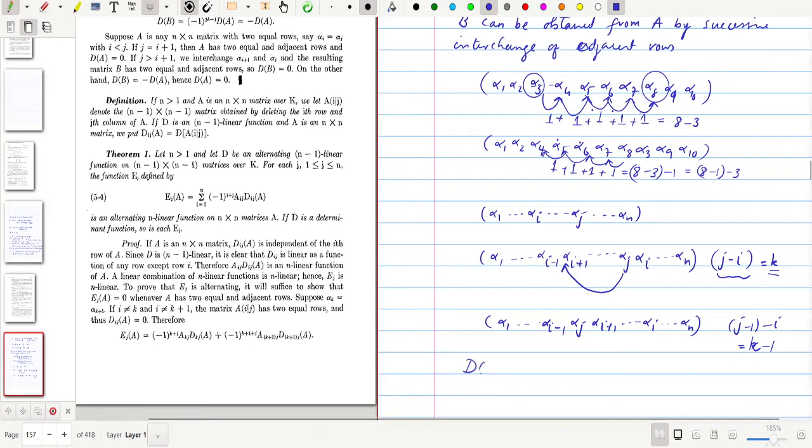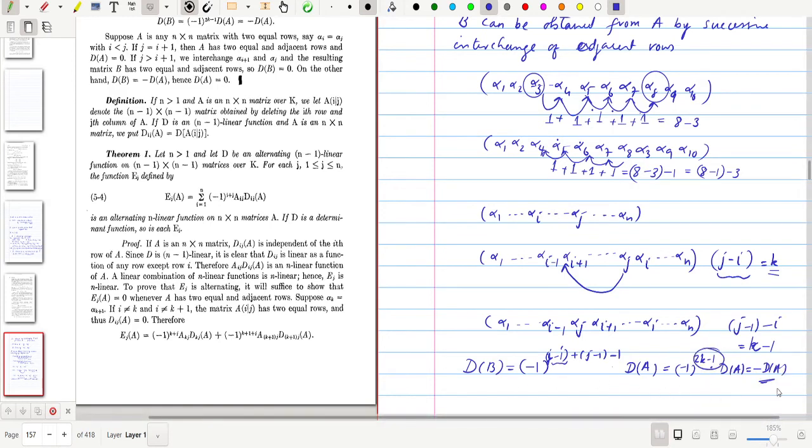So this d of b can be written as minus 1 raised to the number of successive interchanges of adjacent rows. In each successive interchange we bring this minus 1 out, then we get a total of j minus i plus j minus i minus 1 successive interchanges. Then d of b will be equal to minus 1 raised to this number into d of a. If you put this j minus i as k, then this will be k plus k minus 1, that is minus 1 raised to 2k minus 1 times d of a. So that is equal to minus d of a, because this is always an odd number. So d of b is equal to minus d of a.